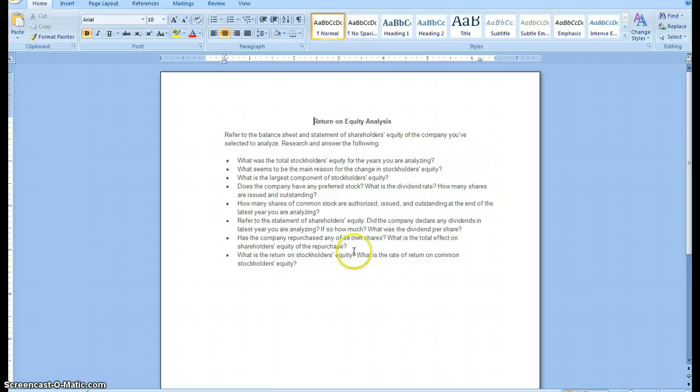And then what is the return on stockholders' equity and what is the rate of return on common stockholders' equity? That information is on pages 524 and 525 of your book. So look at that, read that. Those are calculations that you have to do. If you don't have preferred dividends, you're going to find that those two numbers are probably the same. So just explain that to me. All right. So that was easy.